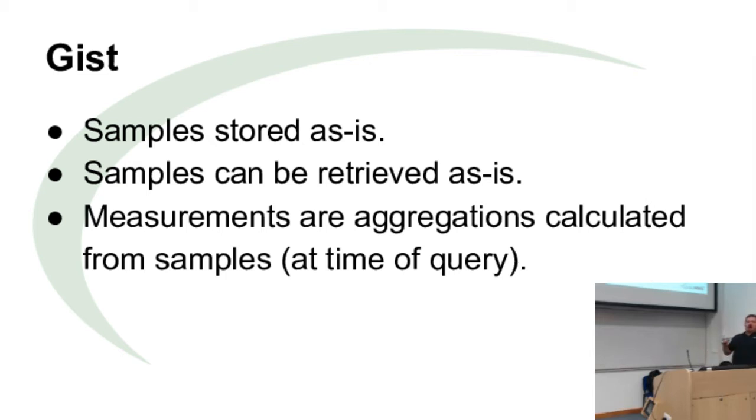So the high level view of Newts and how it works is that we're storing samples. Samples are literally a sample of the data that's been collected, and we're writing them strictly as is with no processing, and you're able to query them back out exactly the same way. And then you can query for measurements, which are, hopefully not stretching the terminology too much, calculated from the samples. Those are your aggregations, 15-minute averages or the like.